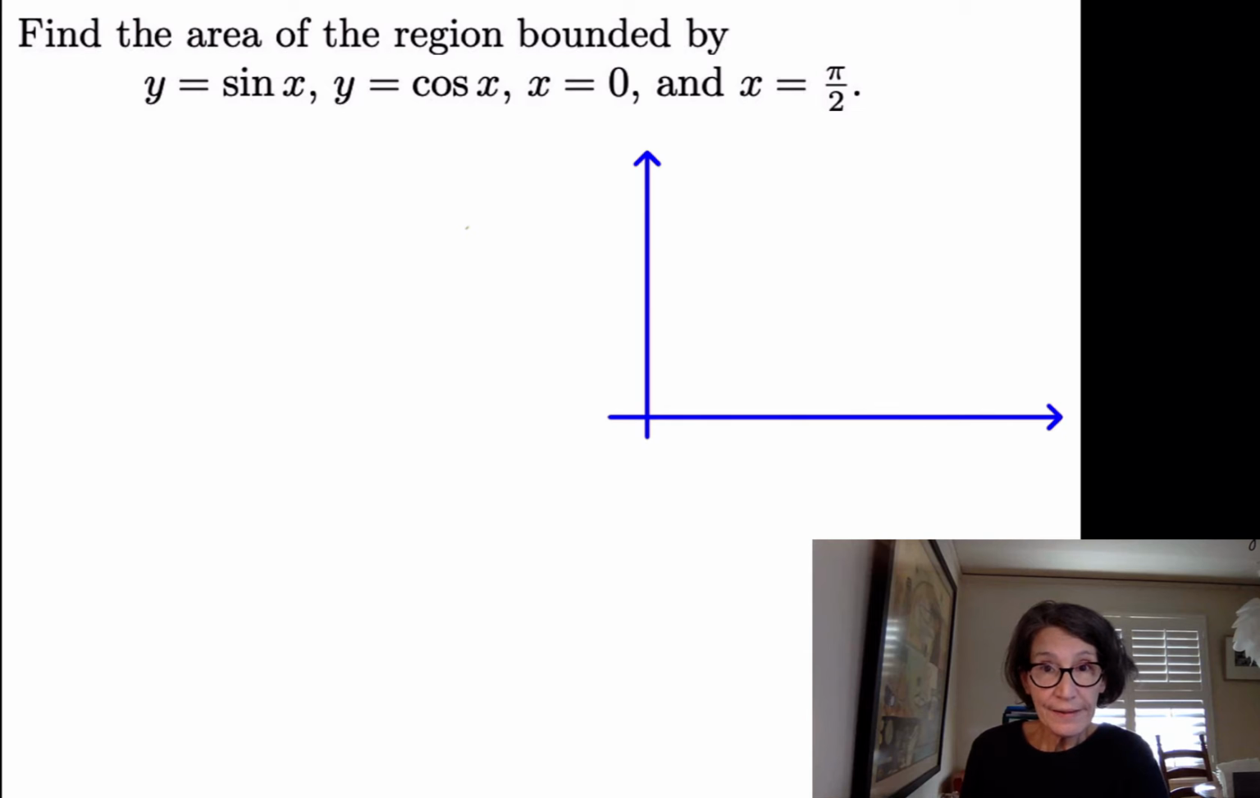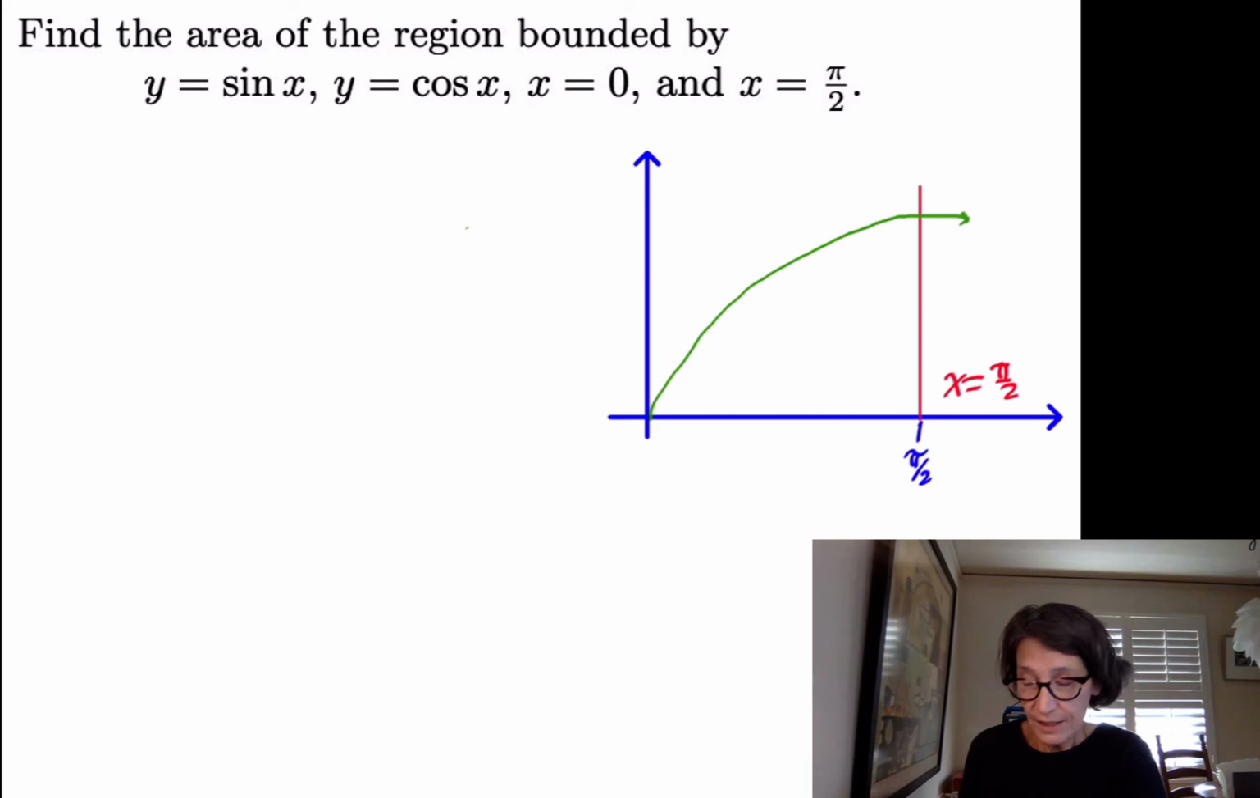So here's my x and y axes, and now the curve x equals 0, that's just the y-axis. And then the curve x equals pi over 2 is just the vertical line x equals pi over 2. y equals sine of x looks like that. And then y equals cosine of x looks like this one.